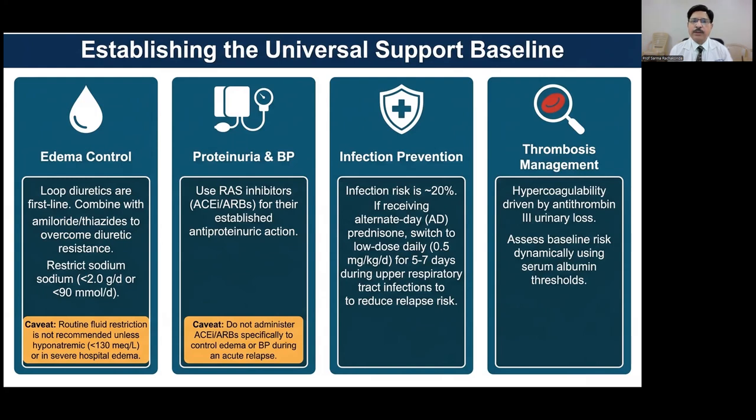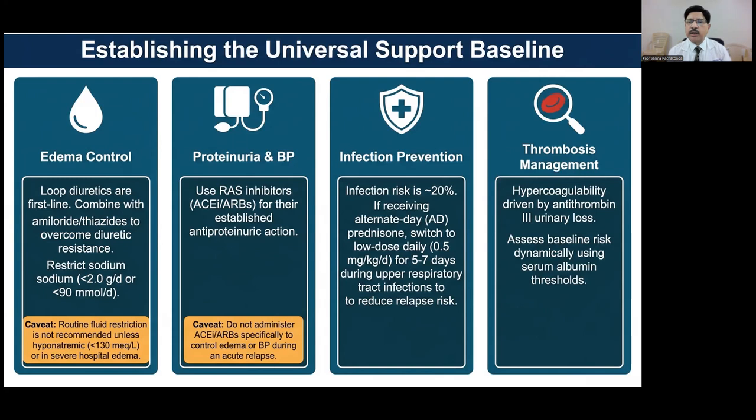Okay, infection prevention. Infection risk is 20% in these people if receiving alternate day prednisolone because steroid is there and also immunocompromised state. Switch to low dose daily for 5 to 7 days during upper respiratory tract infections to reduce the relapses. So infection prevention, and finally the thrombosis management.